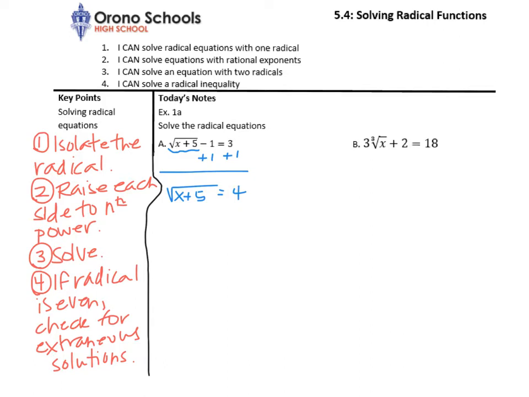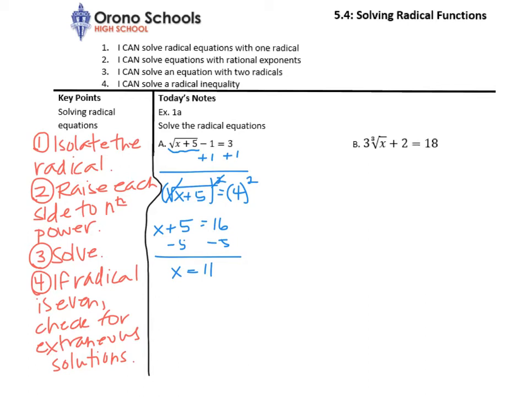Step 2, raise each side to the nth power. Well, the square root is technically the second root. I'm going to raise both sides then to the second power. Canceling out the radical and the power, and we're left with x plus 5. On the right, 4 squared is 16. Now solve. Subtract 5 from each side, and we get x equals 11.